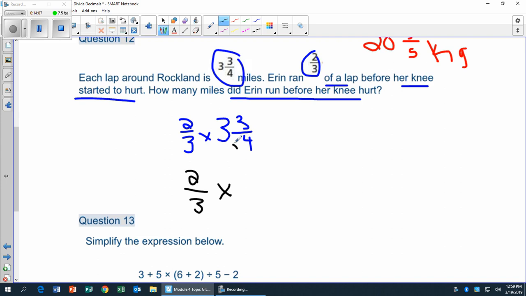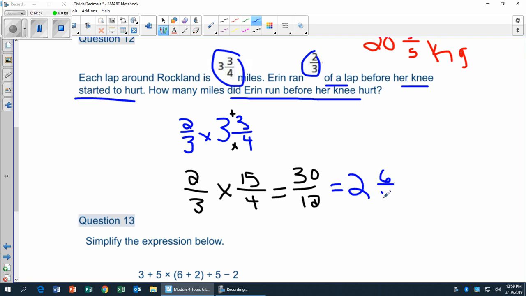So 4 times 3 is 12. 12 plus 3 is 15, and it's 15 over 4. And we end up with 30/12. And then we have to turn it back to a mixed number. So when we do that, we have 2 6/12, which equals 2.5 miles.